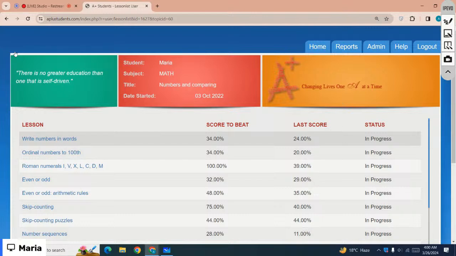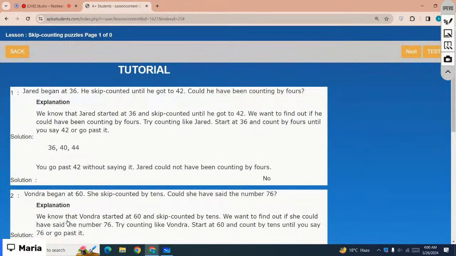The next lesson is skip counting puzzles. Let's start with the first example: Jared began at 36. He skip counted until he got 42. Could he have been counting by fours? Basically, you have to see if you start with 36 and count by fours, do we have 42 in the numbers? So let's start counting with 36, right?